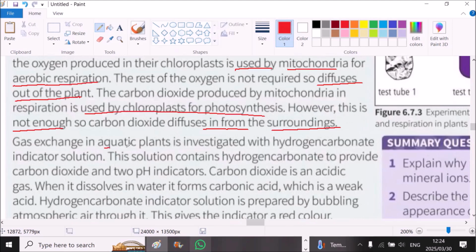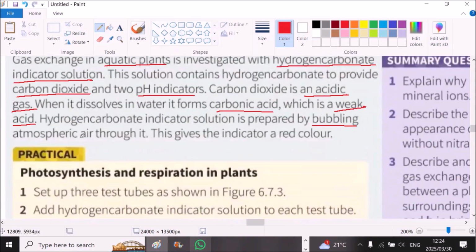Gas exchange in aquatic or water plants is investigated with hydrogen carbonate indicator solution. This solution contains hydrogen carbonate to provide carbon dioxide and 2 pH indicators. Carbon dioxide is an acidic gas. When it dissolves in water, it forms carbonic acid, which is a weak acid. Hydrogen carbonate indicator solution is prepared by bubbling atmospheric air through it. This gives the indicator a red color.